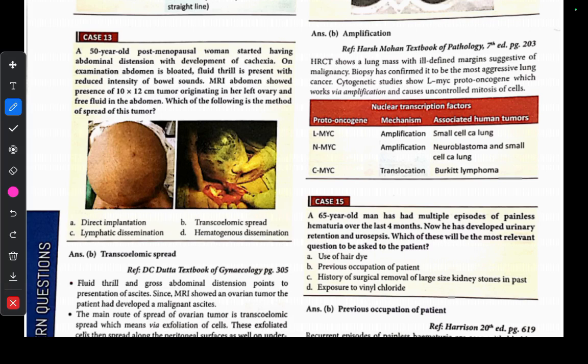Whenever you are going to do the ascitic tap here, obviously MRI shows there is a tumor, you will also get the tumor cells. So they are asking which of the following is the method of spread of this tumor. It's going to your transcoelomic spread, okay. As I said here, this is a fluid thrill. The main spread of ovarian tumor is transcoelomic spread, which means via exfoliation of the cells. Just remember this one.